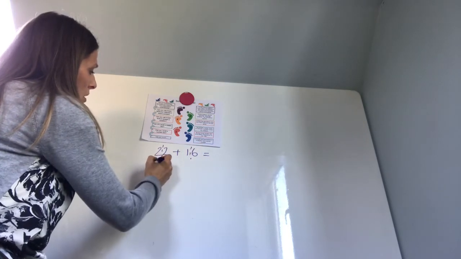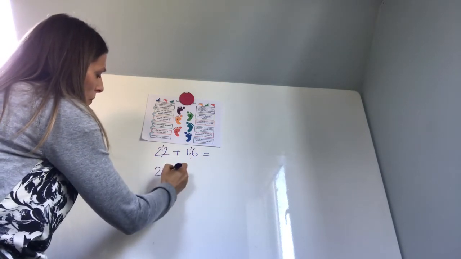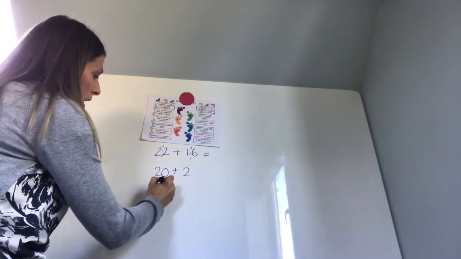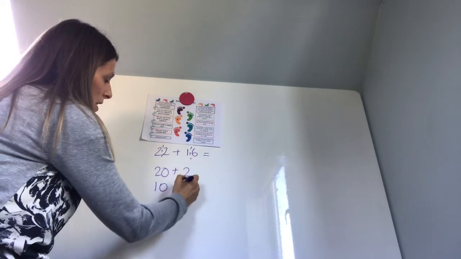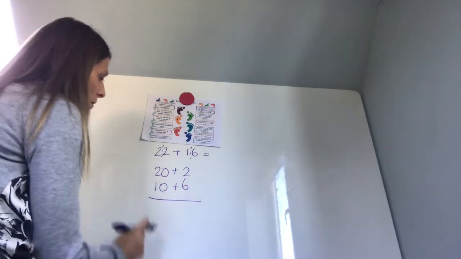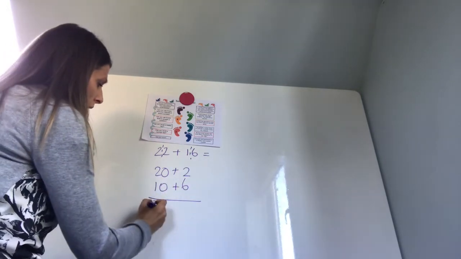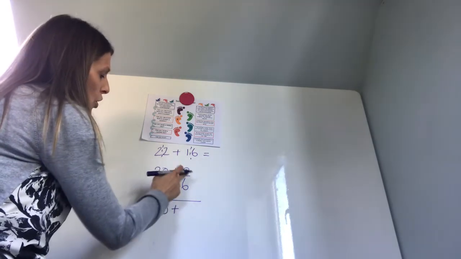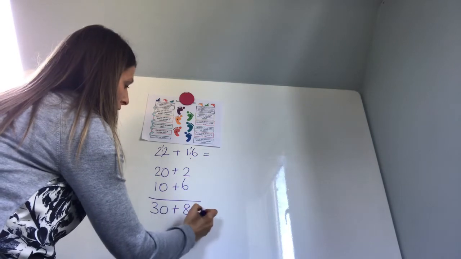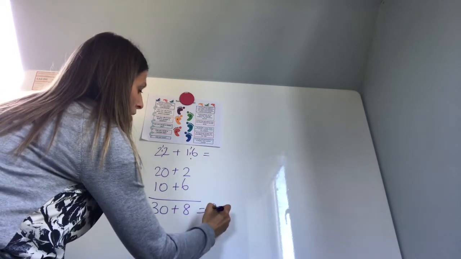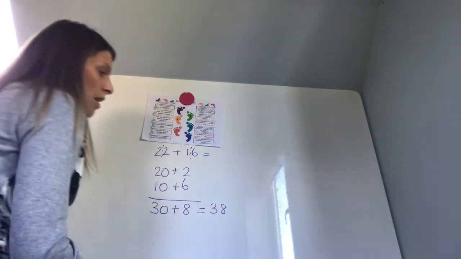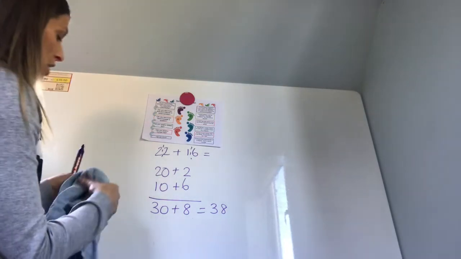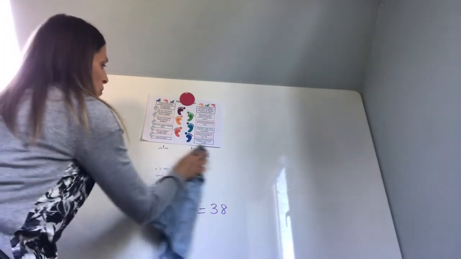I'm going to have 20 add 2, then I'm going to have 10 add 6, and I'm going to draw a line underneath them. 20 add 10 is 30, and 2 add 6 is 8. So my answer is going to be 30 add 8 is 38. Okay, so there's an example of how we do our addition formal method.